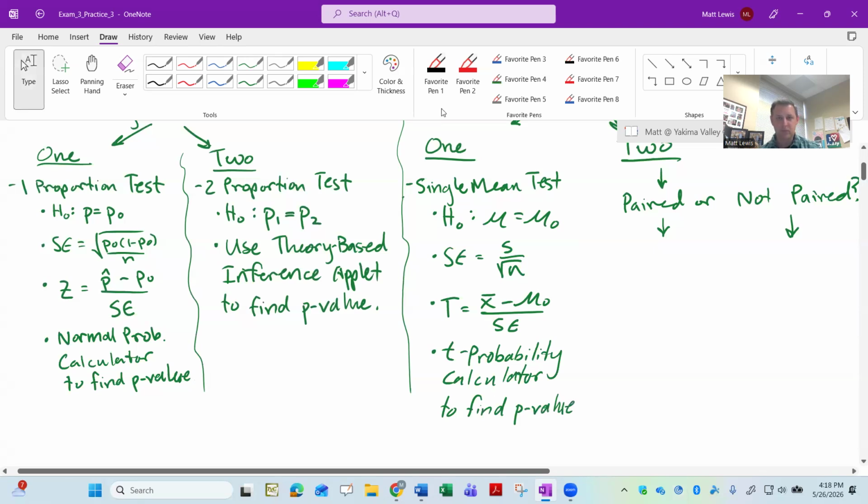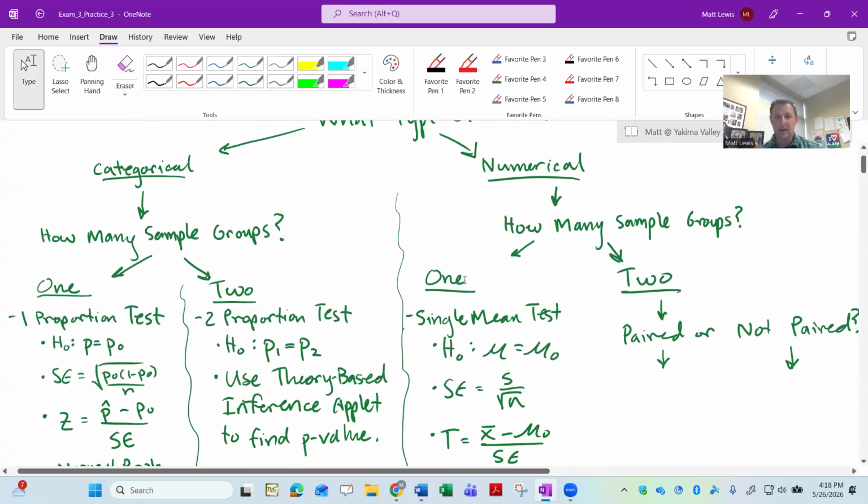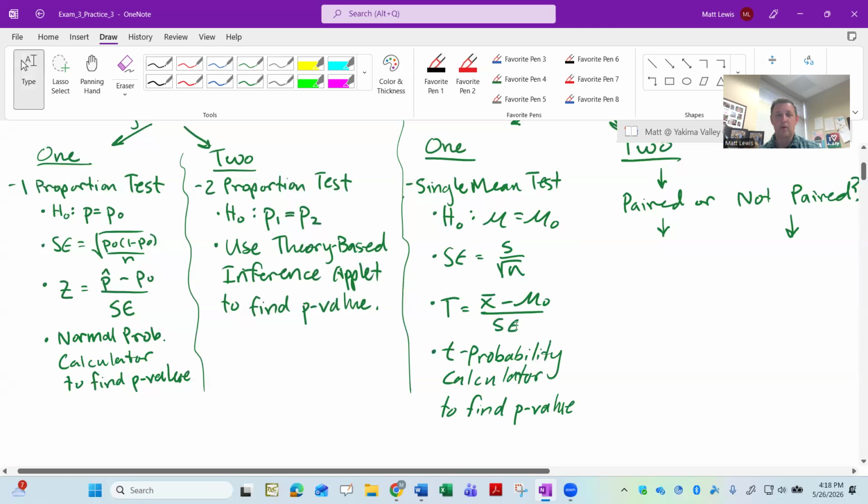Okay. So numerical data with one sample group, we're going to run through these formulas and calculate our p-value with the t probability calculator. All right. Now, if there are two groups, we'd have to ask one additional question, right?